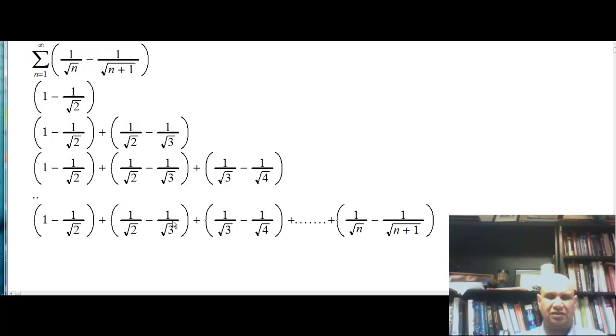Okay. So if you did this, if you opened all the parentheses, what will happen? This will cancel this, these two will cancel, these two will cancel, this will be cancelled by the predecessor, right? And then what do I get? 1 minus 1 over square root of n plus 1, right? And as n goes to infinity, where does it go? This goes to 0, very nice. So this series converges, and converges to what? Simply 1, right?